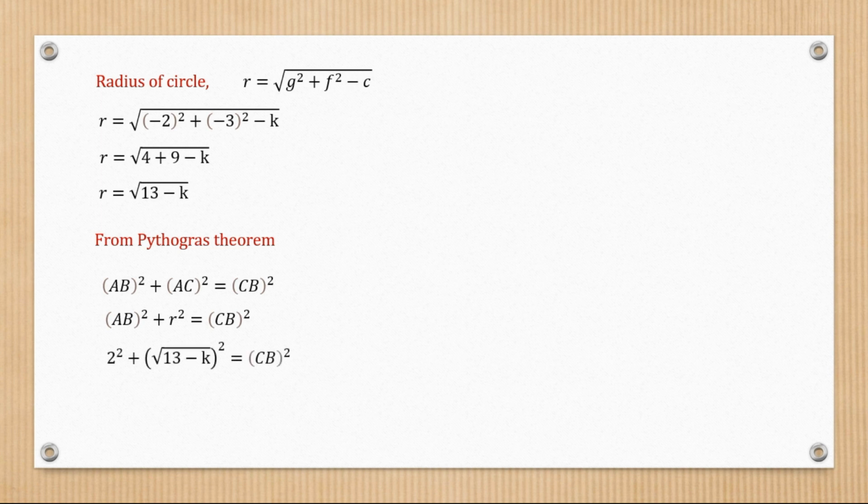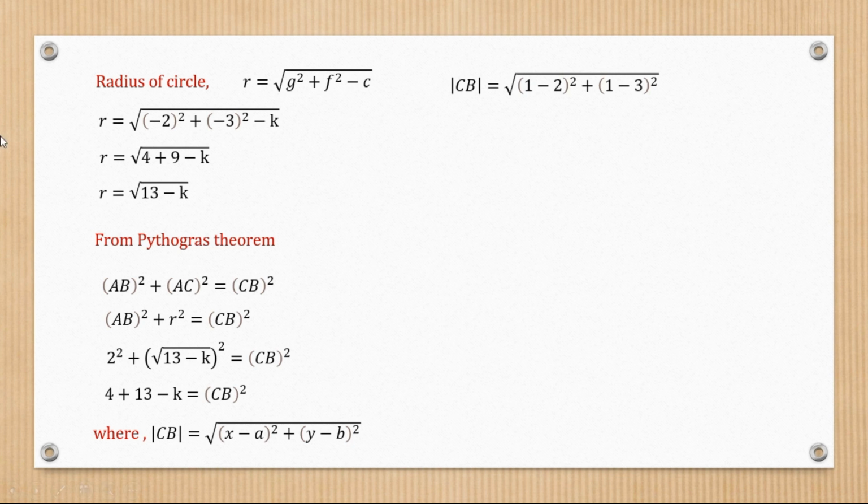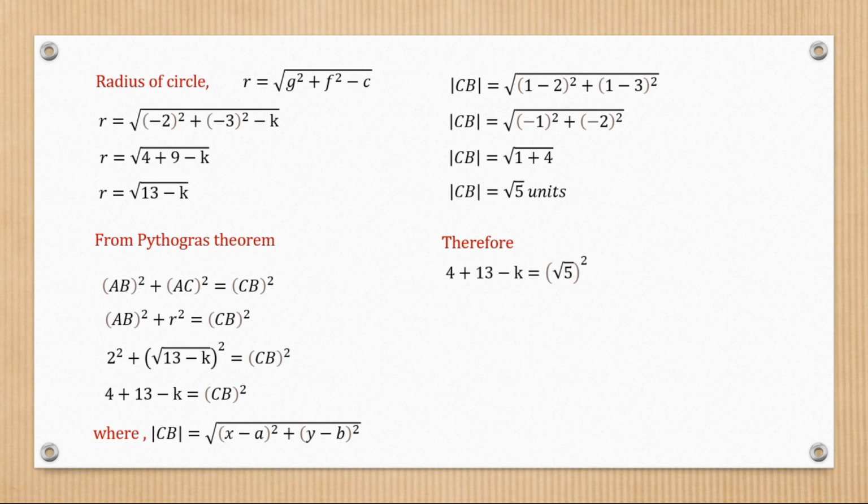Now we're going to plug in what we found. So we have root of 13 - k squared, of which this shall be left as 13 - k, and then here AB was known, so AB is 2, so we'll have 2², which is 4. So now we'll have it this way. Remember when we're solving for CB, CB is root of (x - a)² + (y - b)². So this is what we'll have, of which CB shall be equal to root of 5 units. So plug that in and this is what we'll have.